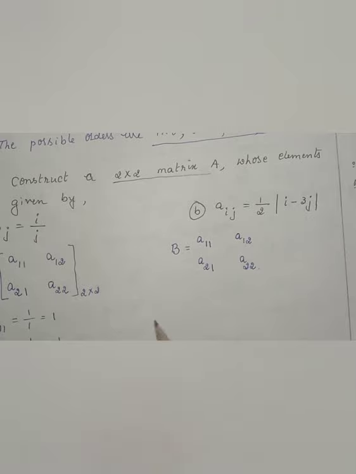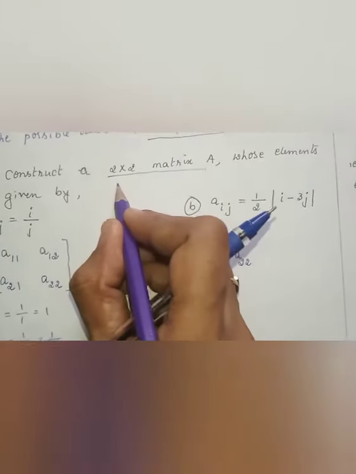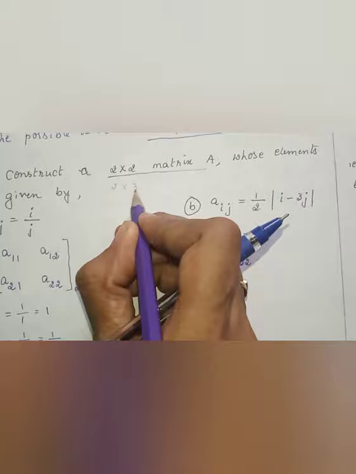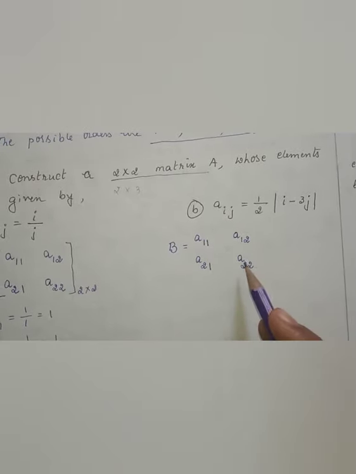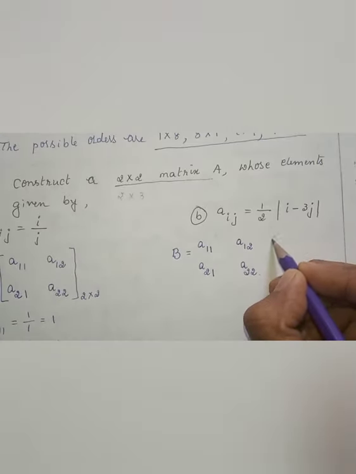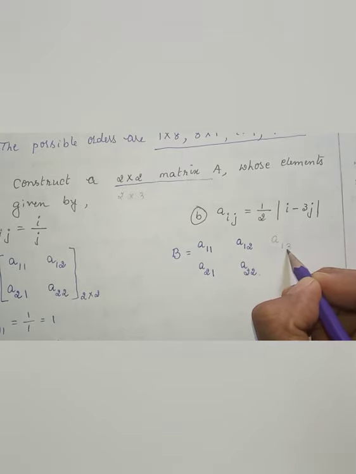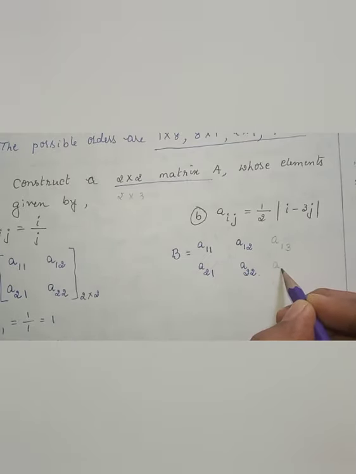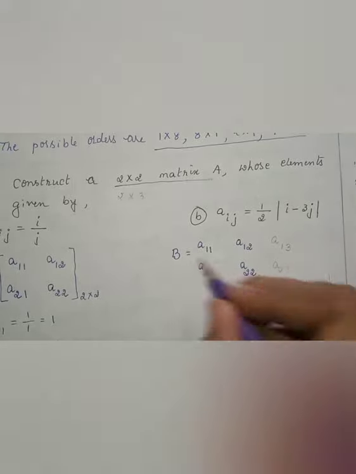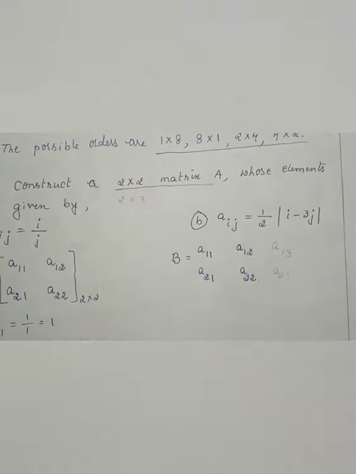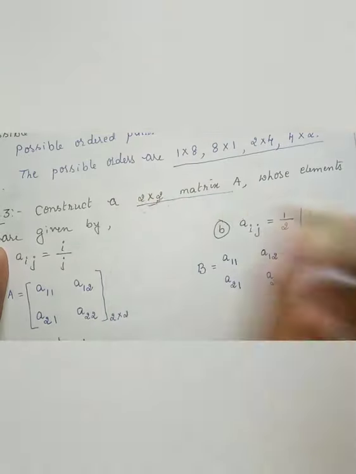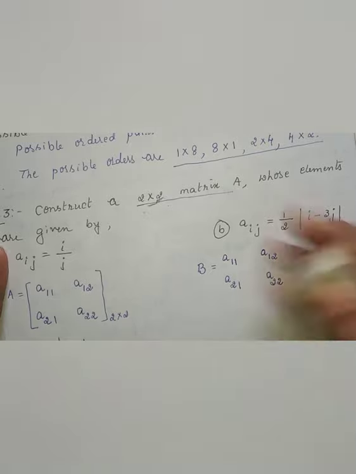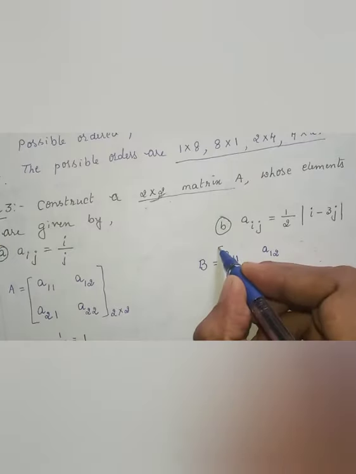If instead of this 2 by 2 matrix, I want a 2 by 3 matrix, in that case we have to add one more entry, that is, there are 2 rows and 3 columns. In that case we have to add the entries A13 and A23. So this is the matrix in that case. But the question was to construct a 2 by 2 matrix, therefore we stop here. Okay, this is the matrix.